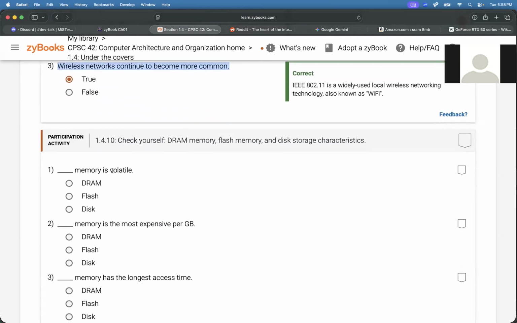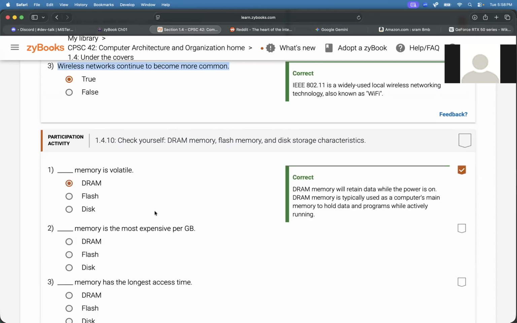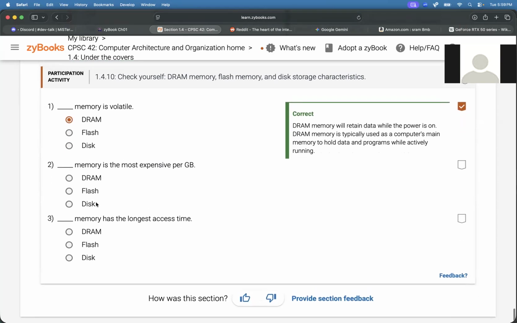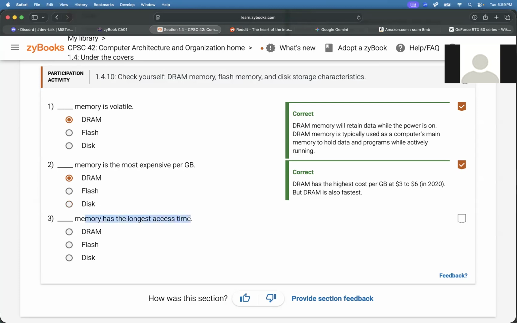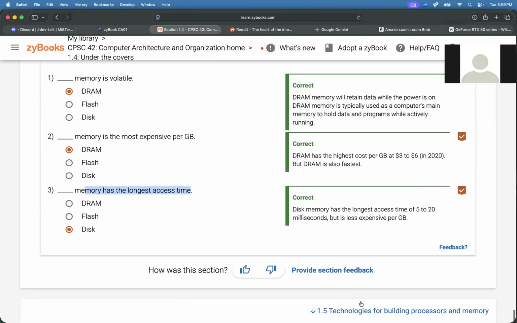What's volatile? Your RAM is volatile. What's the most expensive? RAM, right? RAM is expensive. Flash is cheaper and disks are cheaper than that. And what has the largest access time? The slowest are disks. Okay, now we're done.